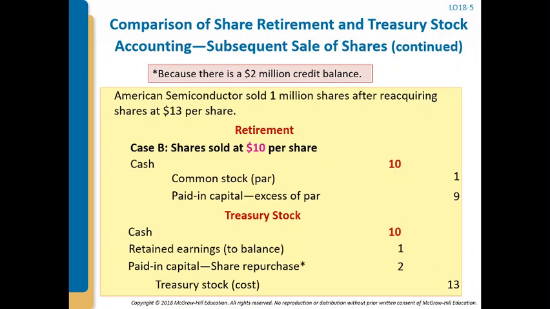Now, if you didn't have any paid in capital share repurchase balance at the time you made this subsequent sale, then you would simply debit retained earnings for the whole 3 million.